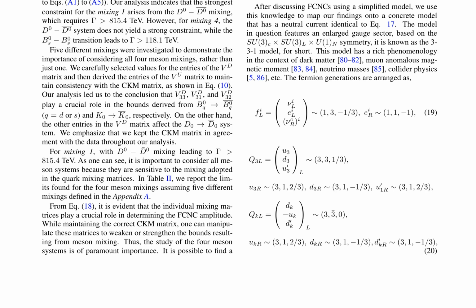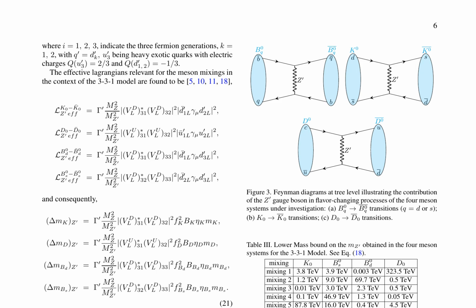The findings are then applied to a concrete Z' model, featuring a neutral current identical to the simplified model discussed earlier. This application serves as a bridge between the theoretical framework established earlier and its practical implementation in a well-defined theoretical model. The paper delves into the implications of the 331 model on flavor-changing neutral current, FCNC, processes in 4 distinct meson systems, specifically K0, Bd0, Bs0, and D0. It emphasizes that these processes can be utilized to derive lower mass bounds for the Z' gauge boson, a pivotal component of the 331 model. The paper also juxtaposes these bounds with those obtained from Large Hadron Collider (LHC) data and projected high luminosity LHC, HL-LHC data.